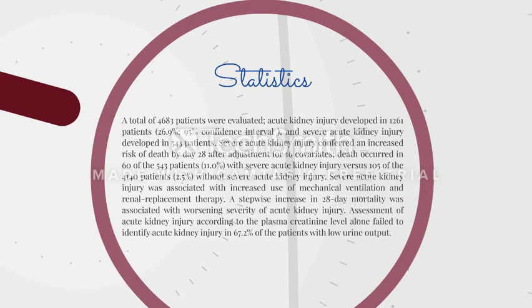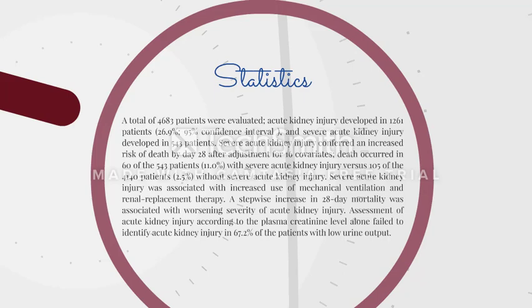Statistics: a total of 4,683 patients were evaluated. Acute kidney injury developed in 1,261 patients, and severe acute kidney injury developed in 543 patients. Severe acute kidney injury conferred an increased risk of death by day 28 after adjustment for 16 covariates.